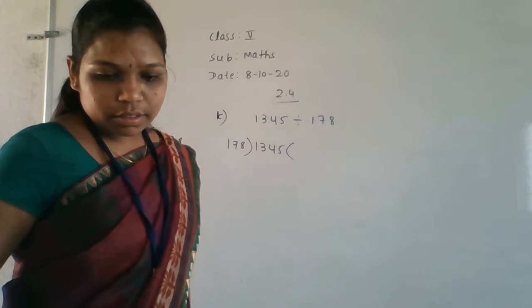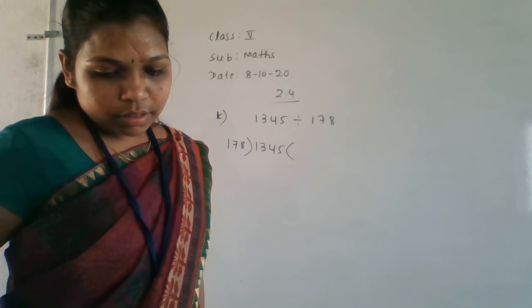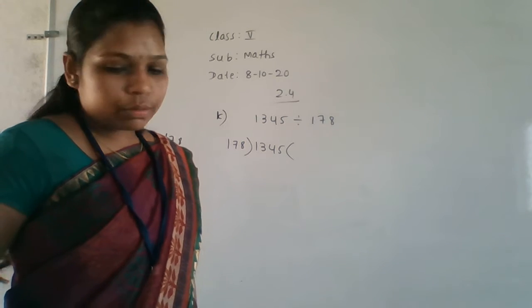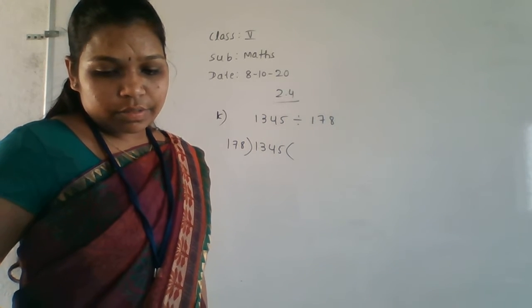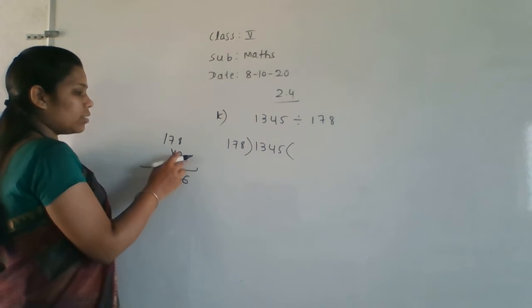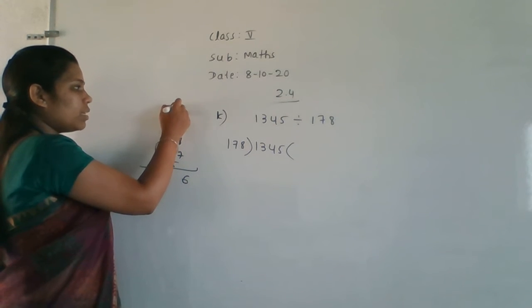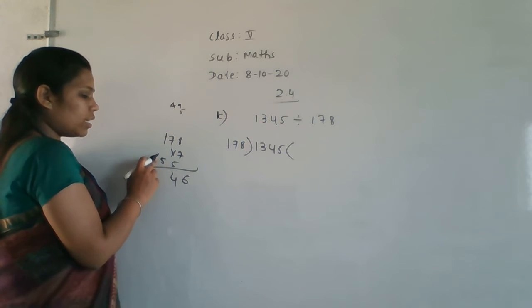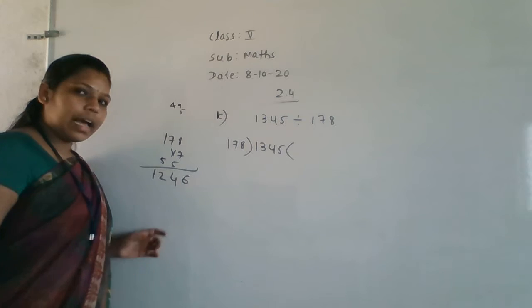Wait 1 second. Which one we did now? That is, we are doing this case 1, right? Okay. 7 8s are 56, 7 7s are 49, 49 plus 5 is 54 and 7 1s are 7, 7 plus 5 is 12. We can write this value.